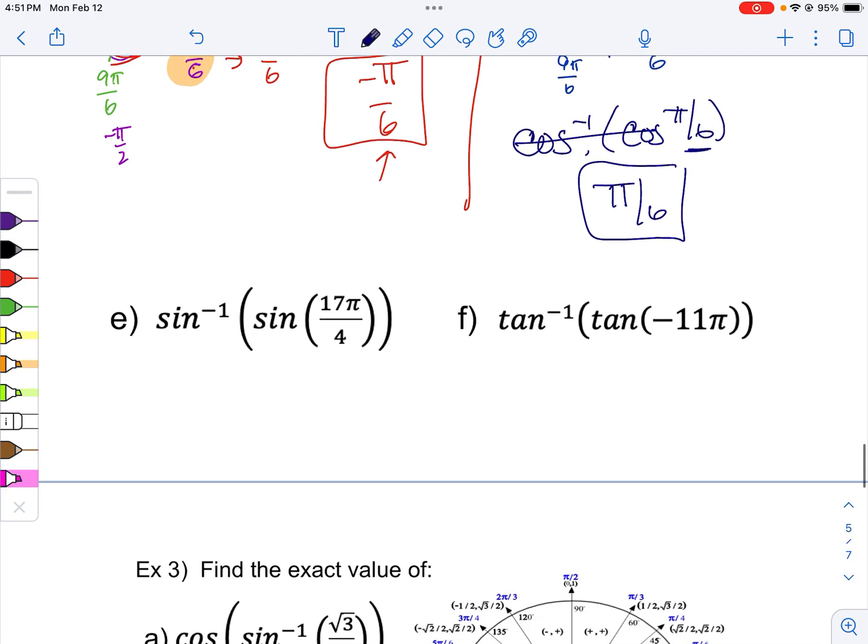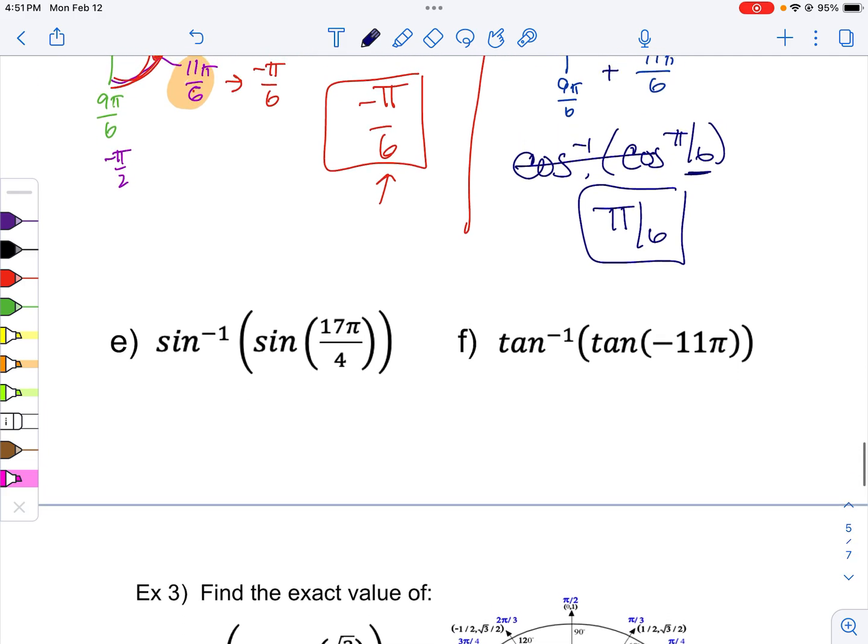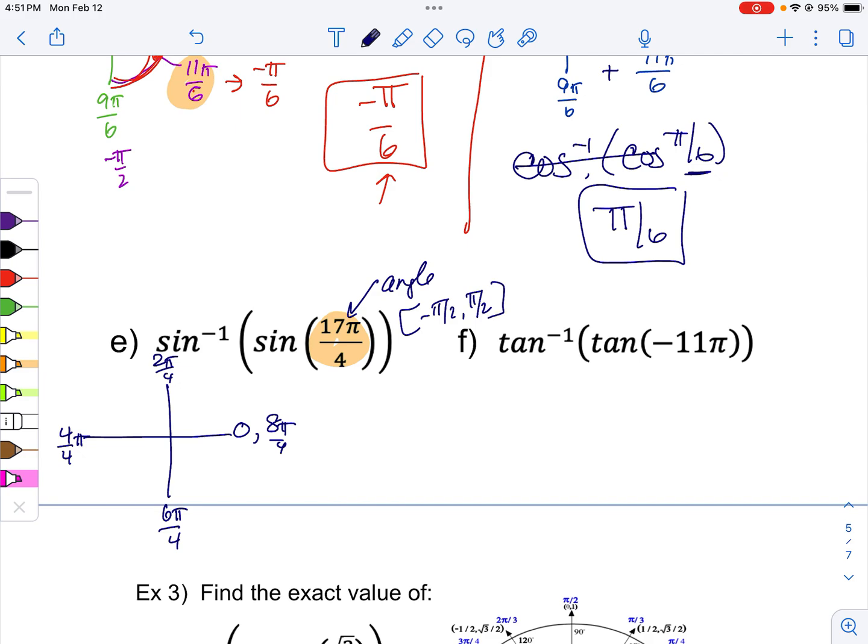17π/4, and we're talking this time about sine. Okay, so let's draw our picture. We've got fourths this time. So I know π is 4 fourths. This is 0. And this would be 8 fourths. This one's not so bad. This would be 2π/4. Add them together gets me 6π/4 down here. So I know right away that because it's sine, this has to be an angle, and this angle has to be from -π/2 to π/2.